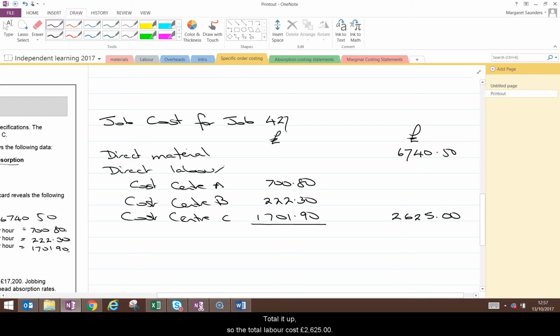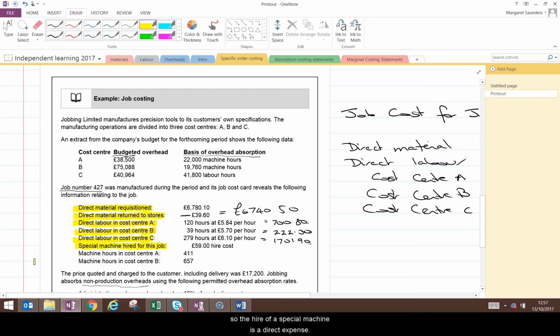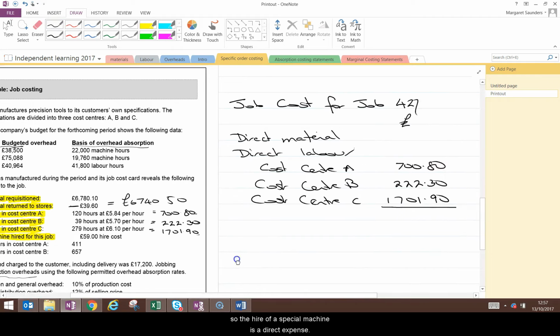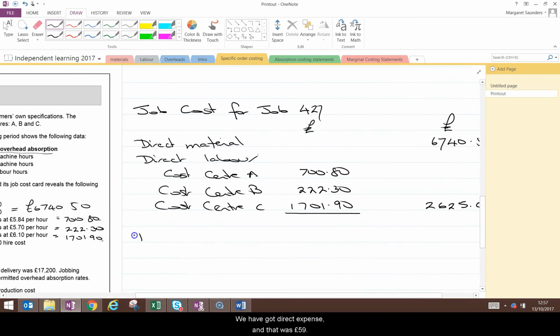Third direct cost is direct expenses. So if we have a look at the information, see if we have any direct expenses. And we're told that there is a special machine hired for this job. So the hire of a special machine is a direct expense. So we've got direct expense, and that was £59.